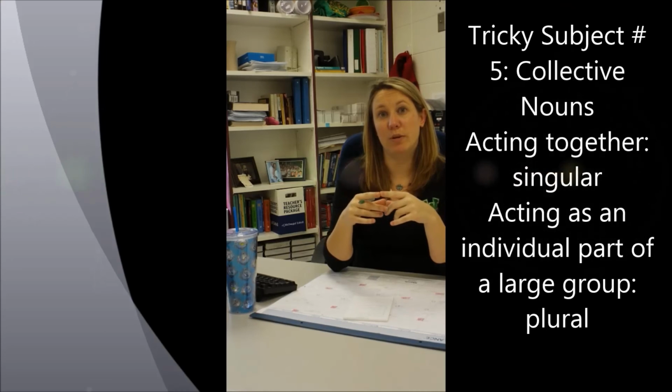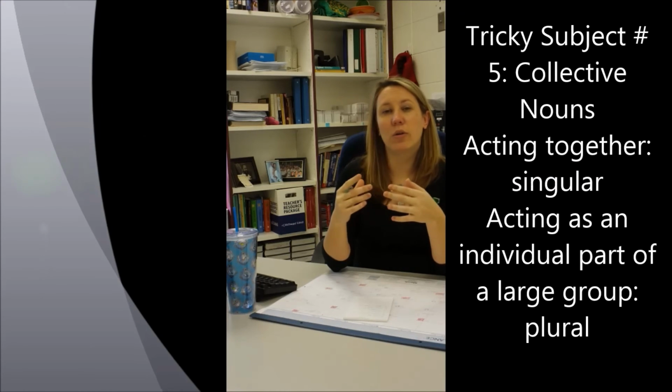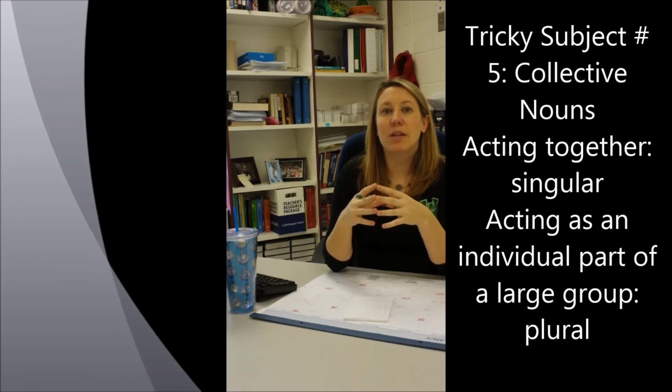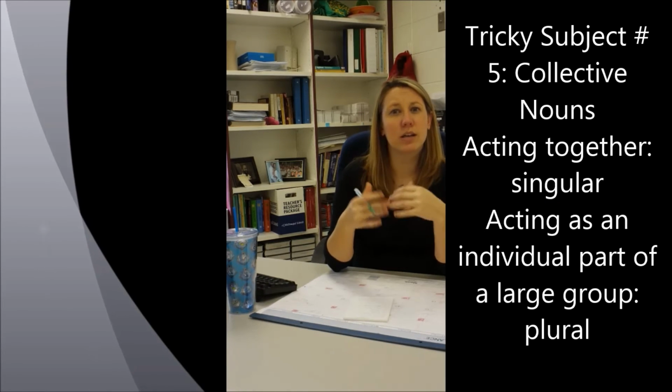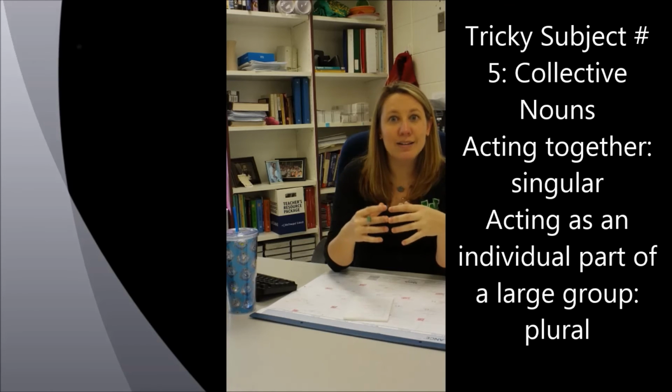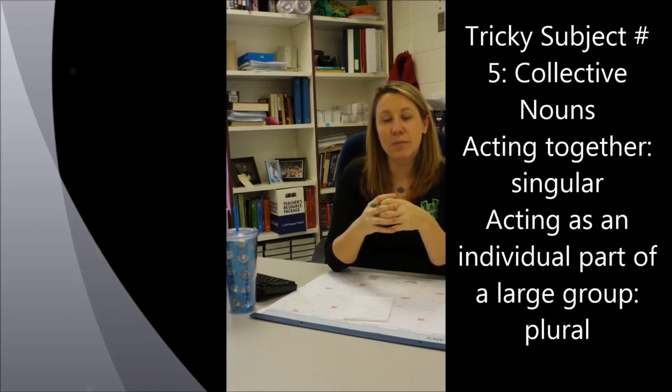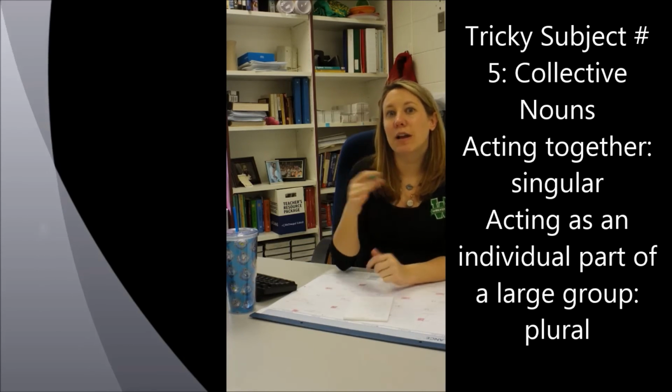The next way subjects can be confusing is if they are collective nouns. Collective nouns are words that refer to a large group of people, like a class or a jury or a flock of birds. And these collective nouns can also be either singular or plural, depending on the way that the noun is acting. So if the class is doing all one thing together, they're singular. But if the class breaks up and does different things, small group projects, acting as individuals within a large group, then we consider them plural. We have to look at clues within the sentence to help us tell how the noun is acting. Let's look at some examples.